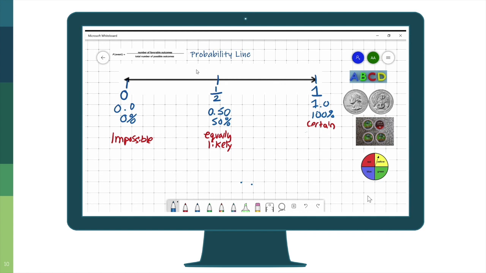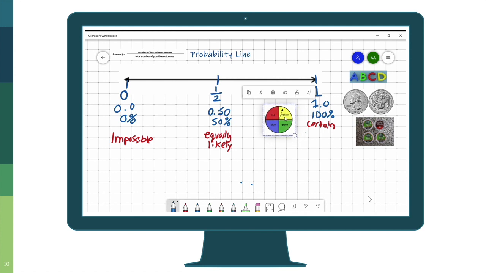So we've had an example of an impossible event, we've had an example of a certain event, and we've also had an example of an equally likely event. Now let's take a look at some examples of some events that might fall in between these fractions and numbers that we have represented on our number line. So say we wanted to use this spinner right here. Let's look at our spinner.